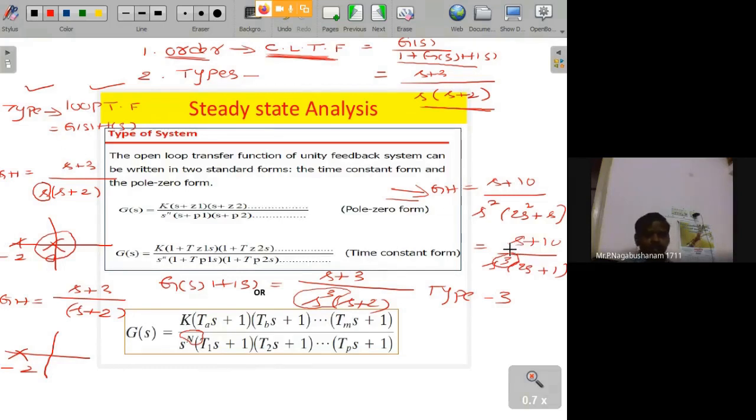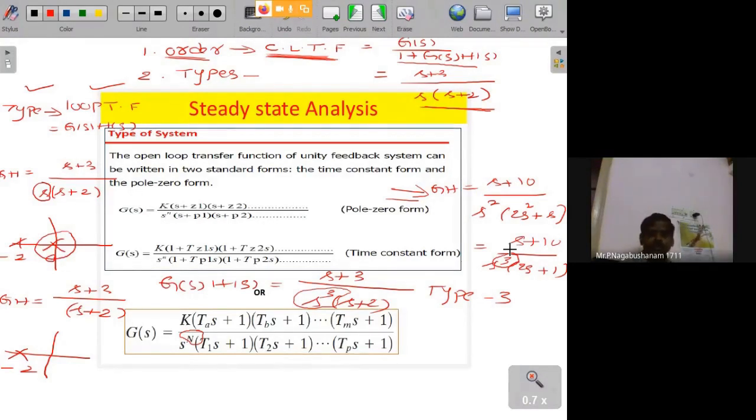Why we need to study this type of system, I will explain. This type of system deals with the steady state error. The type number will affect the steady state error, how much error between input and output. If type 0, what is the error? If it is type 1, what is the error? If it is type 2, what is the error?